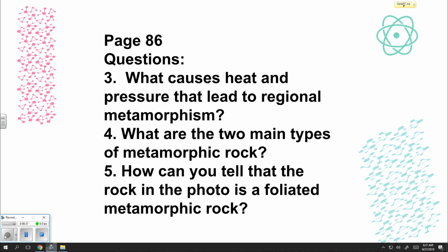In many cases, light-colored minerals and dark-colored minerals separate to form different bands. Therefore, highlight: many foliated metamorphic rocks have light and dark bands as shown in the photo below. Question 5. How can you tell that the rock in the photo is a foliated metamorphic rock? It has light and dark bands that can be seen.